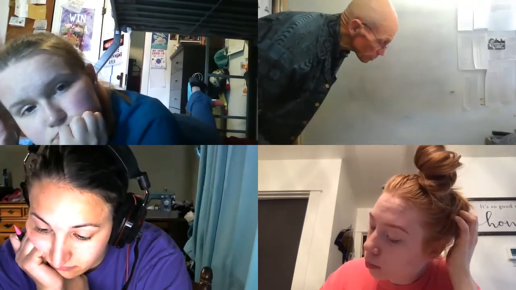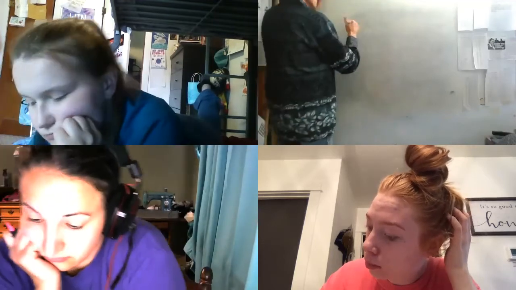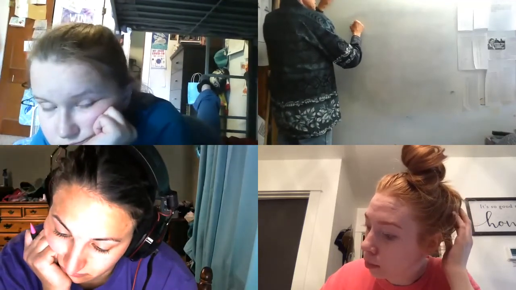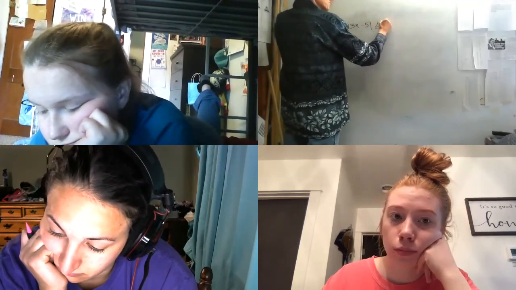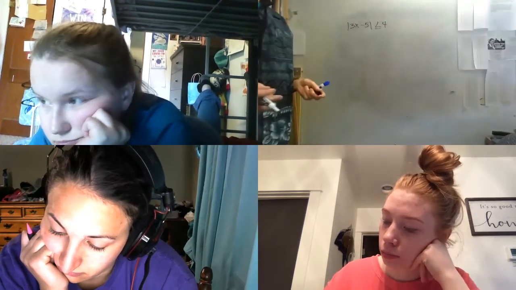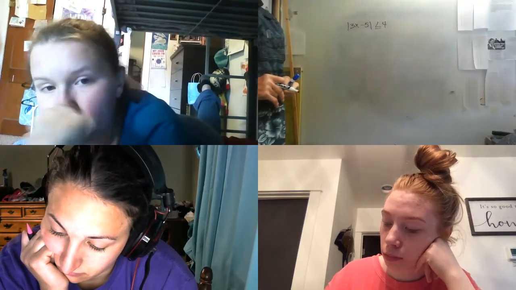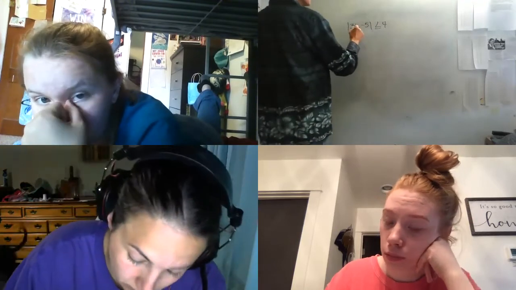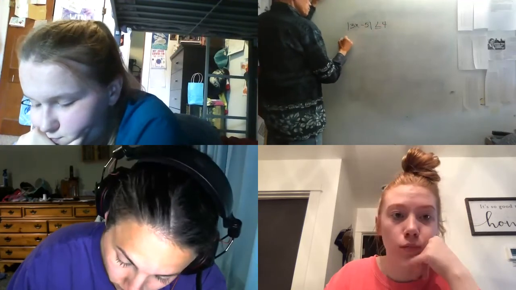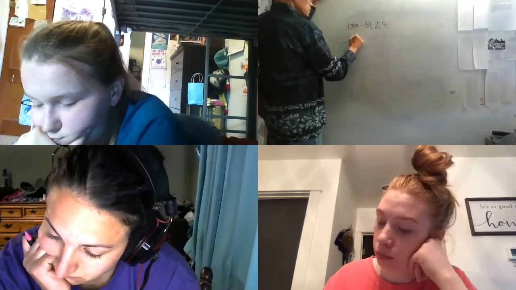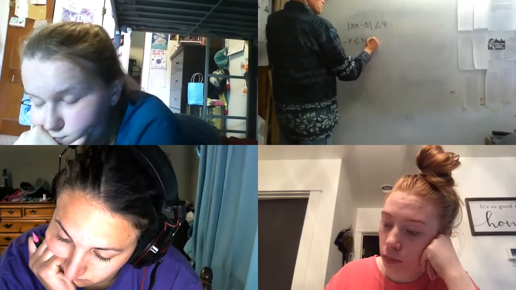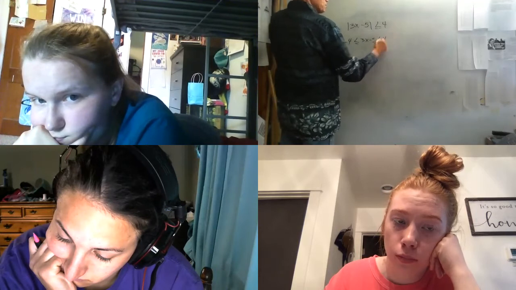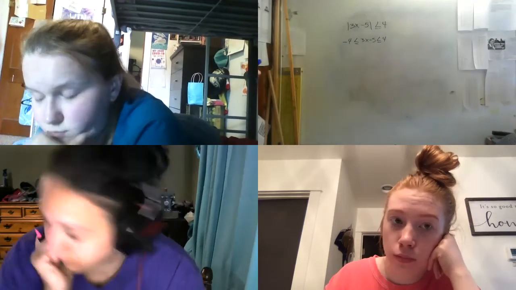Now let's see. The absolute value of 3x minus 5 is less than or equal to 4. So we've got to solve this. Since the inequality is pointing left, we can just dispense with the absolute value bars by going negative 4 is less than 3x minus 5, which is less than or equal to 4. Right?